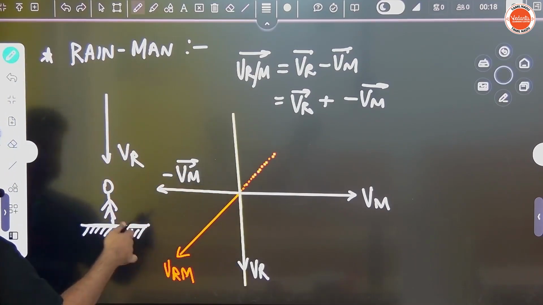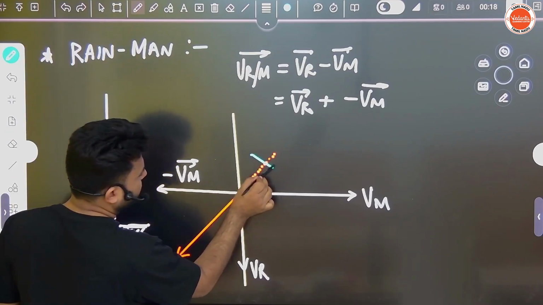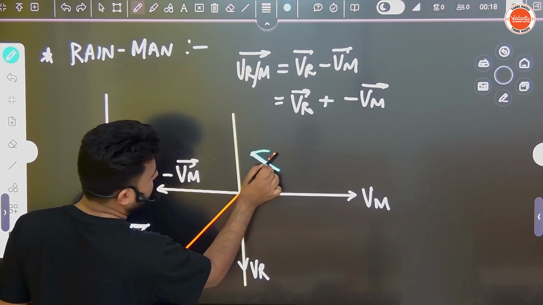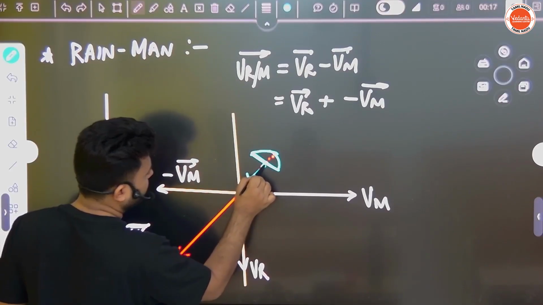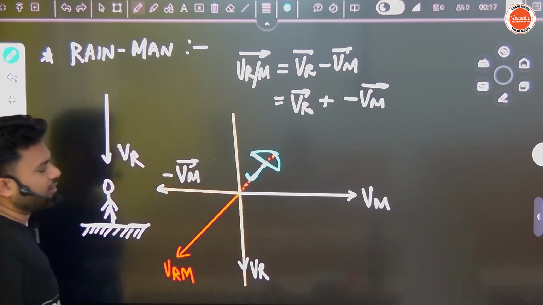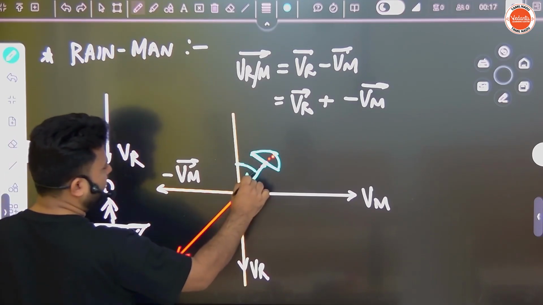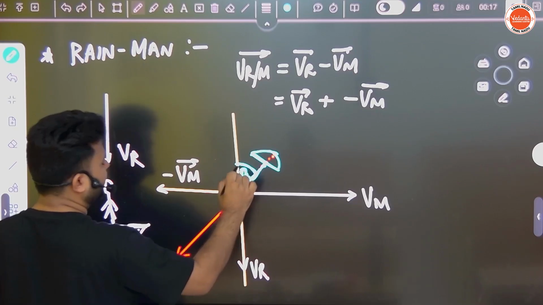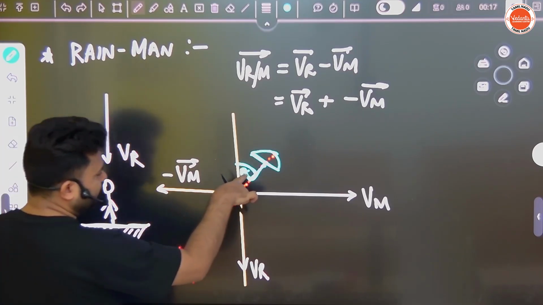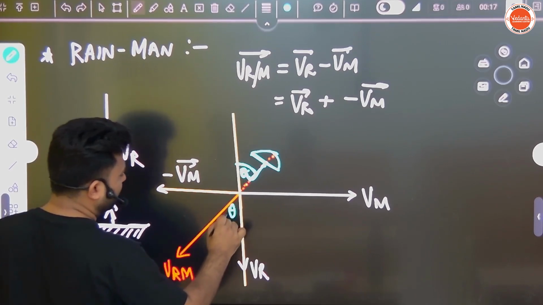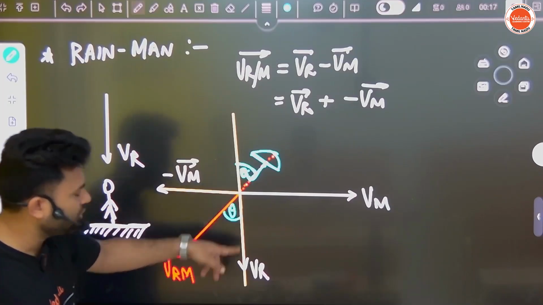So rain is coming in this direction, means you should put the umbrella like this. Suppose this is your umbrella. So your umbrella should be like this. Correct? So they will ask this angle from vertical, how much angle? Suppose this angle is theta. At what angle you should tilt the umbrella? So if this angle is theta, by vertically opposite angle, this angle will also be theta.